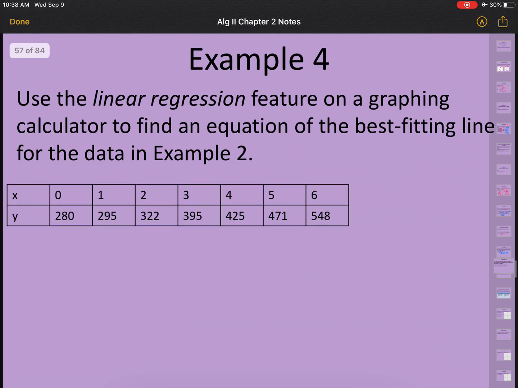So in example 4, if you go through all those steps, we're using that linear regression feature on the graphing calculator to find the equation of the best fitting line for the data in example 2. So here's that data again from that table. So if we were to go through and do all that data again, okay, when you hit calculate in the very last step, and again, if you can't get that far, let me know, you should get 44.96x plus 255.96.